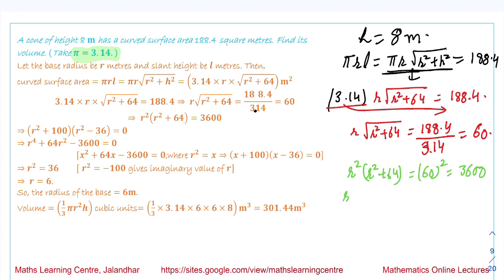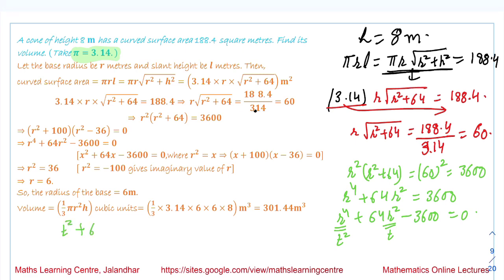Now this will become r raised to the power 4 plus 64 r square, that is equal to 3600. So it is r raised to the power 4 plus 64 r square minus 3600 is equal to 0. To solve this, we can replace this r square with some t, so this will become t square. So we have t square plus 64t minus 3600 is equal to 0.